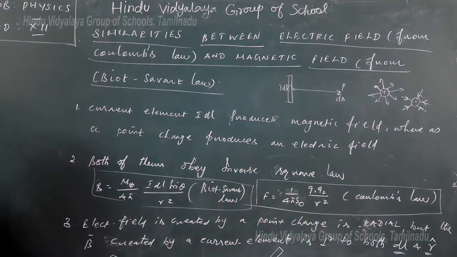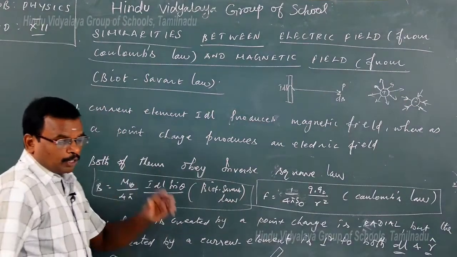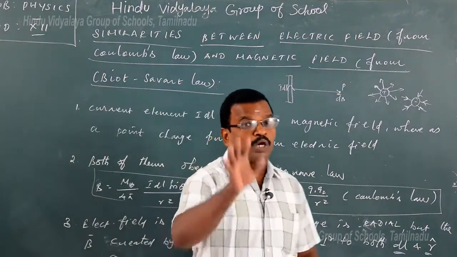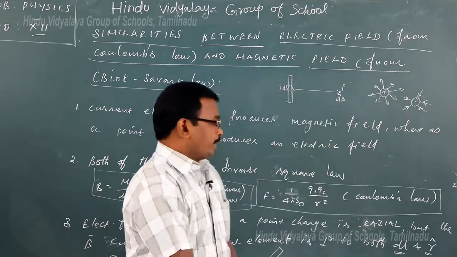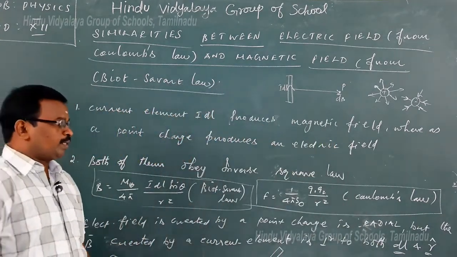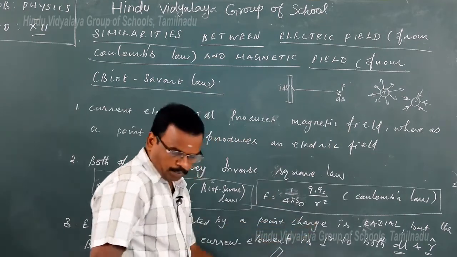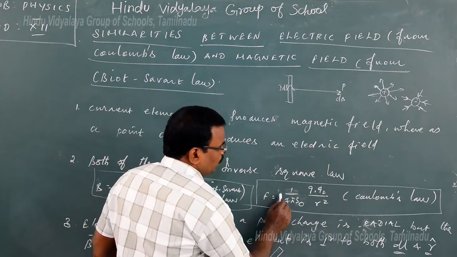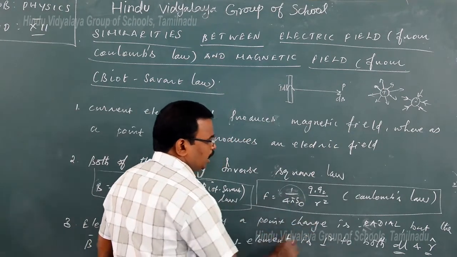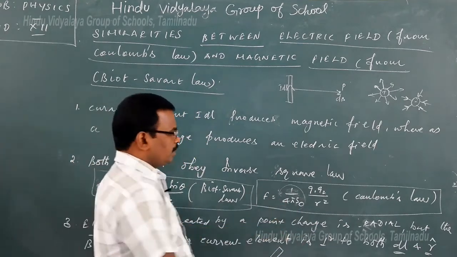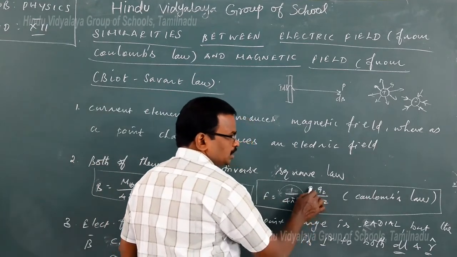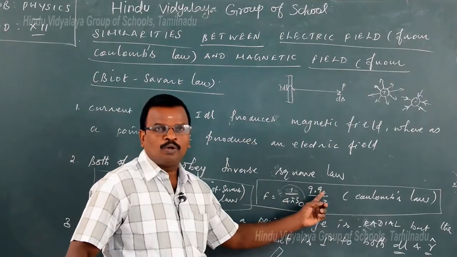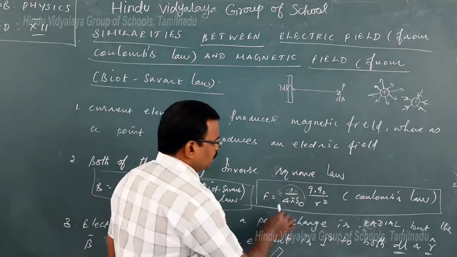Right, that is the first similarity. Second, both the Biot-Savart law as well as Coulomb's law obey the inverse square law. Inverse square means the force is inversely proportional to the distance squared. 1 by 4 pi epsilon naught is 9 into 10 power 9, a constant. q1, q2 are 1.6 into 10 power minus 19 coulomb.